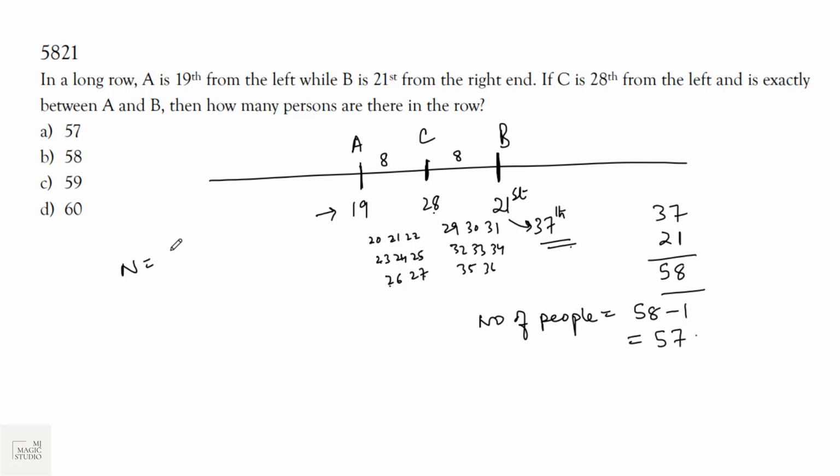You know that the number of people is position from the left plus position from the right minus 1. That is the basic concept we use while counting people in the row. So how many persons are there in the row? 57.